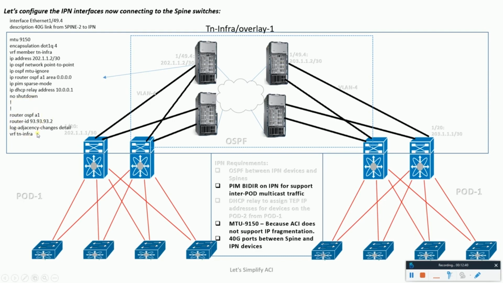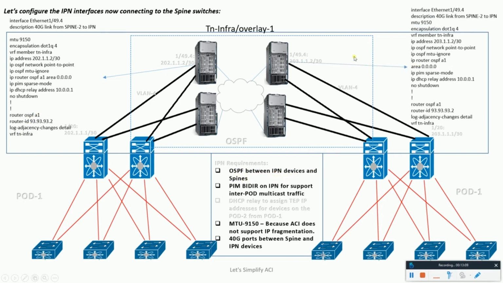Then this is a global OSPF command. We have router OSPF A1 as the OSPF instance. The router ID is given as 93.93.93.2. These are the basic OSPF commands. The VRF has been defined to use this OSPF instance. So now OSPF between the IPN devices and spines has also been configured. Similarly, on the IPN2 device, we can do a similar configuration. Now all these parts have been done.